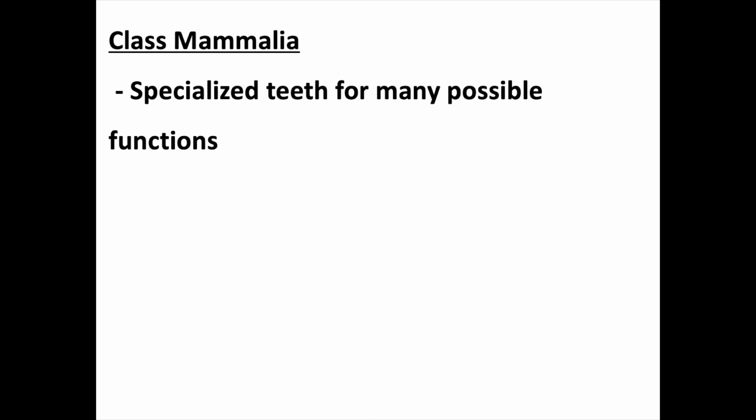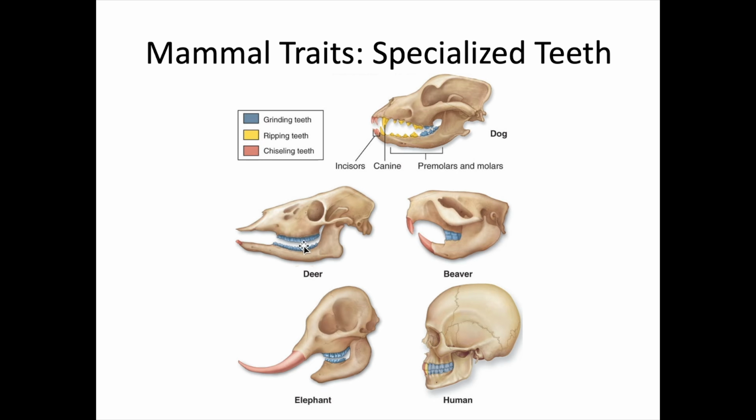It's worth noting that one of these functions, like we see with deer teeth here, is herbivory, grinding up leaves and grass and plant matter.